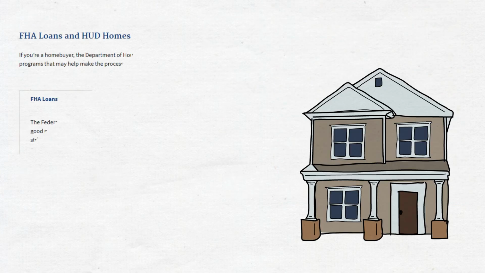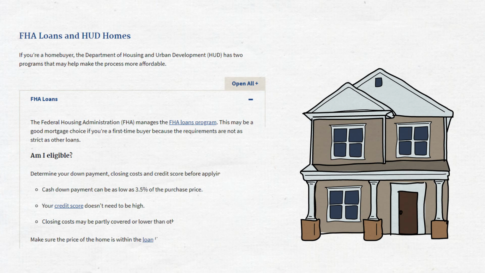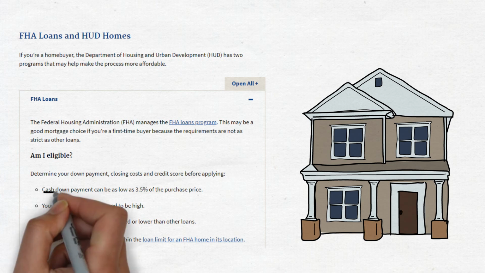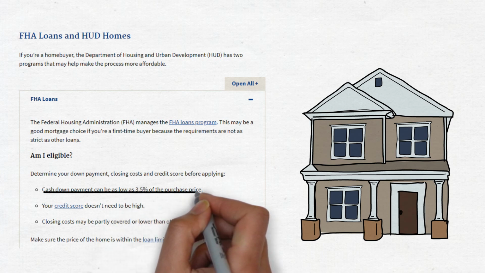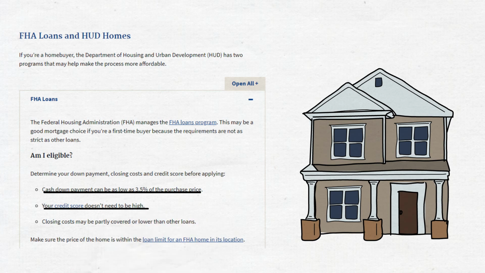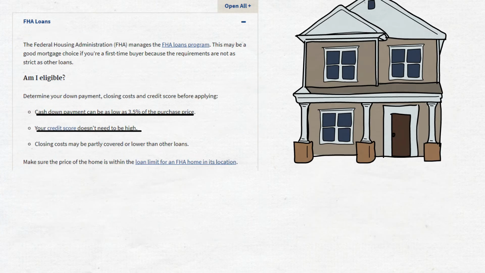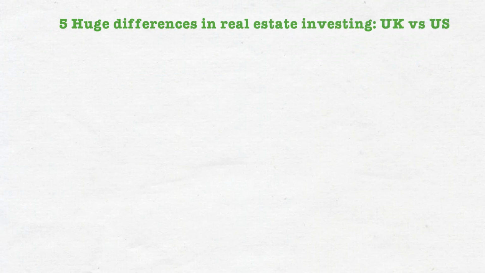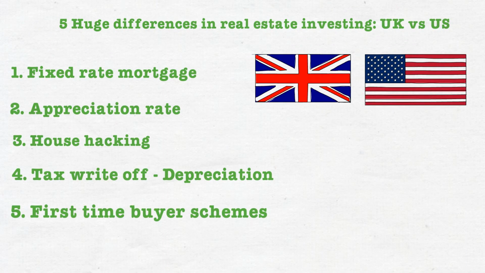But do such schemes exist in the US? On the government website, I found the Federal Housing Administration Loans Program for first-time buyers. Similar to what I mentioned earlier, the requirement is less strict for first-time buyers, with a deposit of only 3.5% required, and having a good credit score is not necessary. However, there is no 0% loan provided by the government or subsidized renting, which means it's somewhat less of a push. So there you have it, 5 huge differences between the US and the UK when it comes to real estate investing.